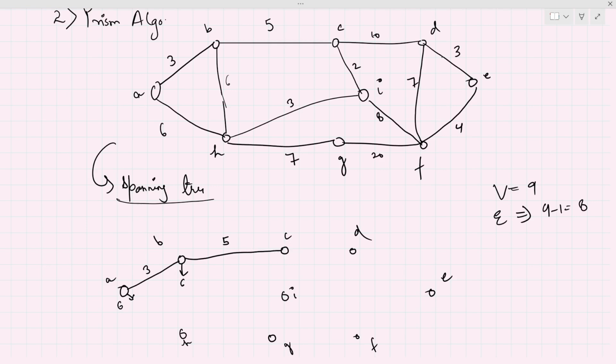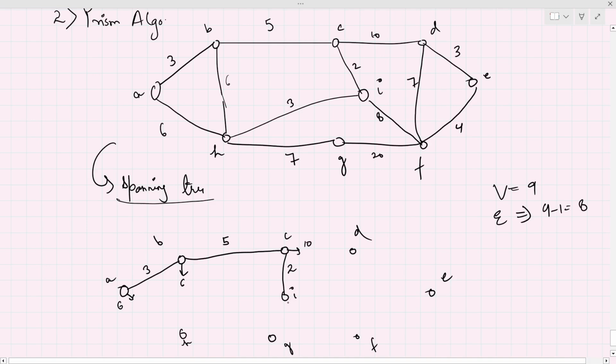Now C to D, the weight is 10, but C to I, the weight is 2. So definitely you choose 2. Definitely you connect C to I. It's understandable why we are not choosing the other path, because that weight is greater and we cannot break the flow, so that's why we go with the flow.